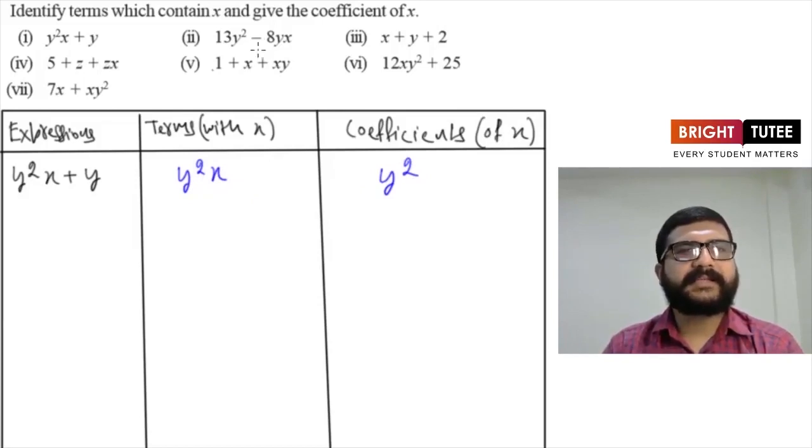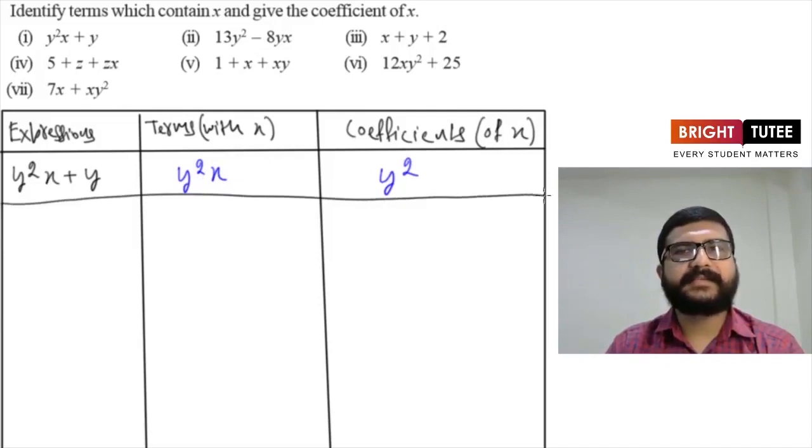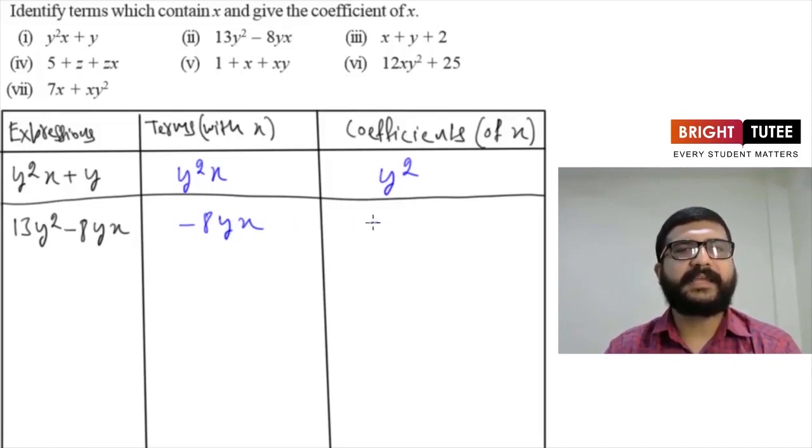Now the next expression, it is 13y square minus 8yx. So we'll write it here, 13y square minus 8yx. This is the expression. Now the term having x is minus 8yx. Now to write coefficient, just remove the x, we are left with minus 8y. So minus 8y is coefficient of x in the term minus 8yx.